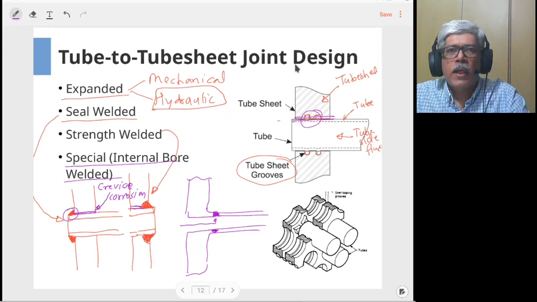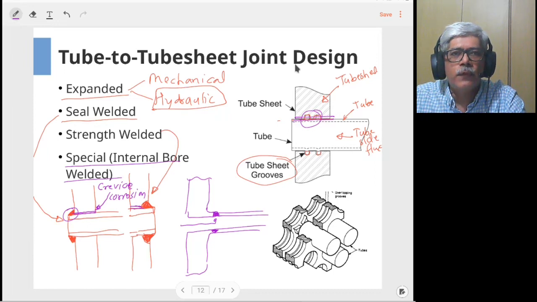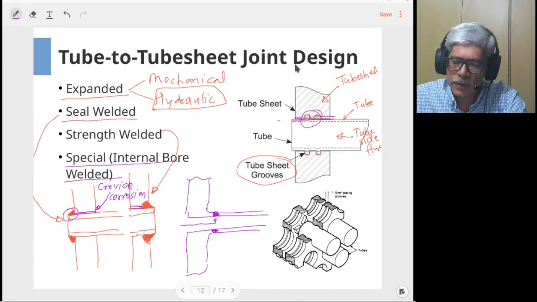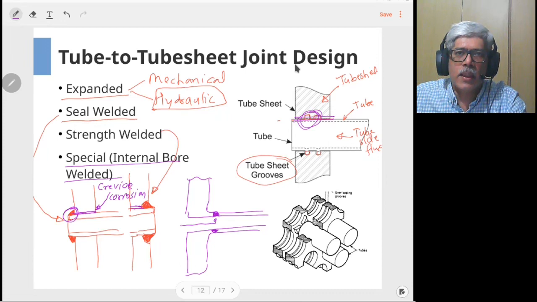So this gives you a basic idea about the different types of tube to tube sheet joints. As a designer, there are calculations involved, for example, what should be the size of the seal weld, or how much expansion pressure is to be provided. But these are beyond the purview of this course, and we will not be going into the actual calculations for tube to tube sheet joints. But we have looked at the different types of joints, and you have to know that for designing or doing calculations, there is a separate procedure which is available.